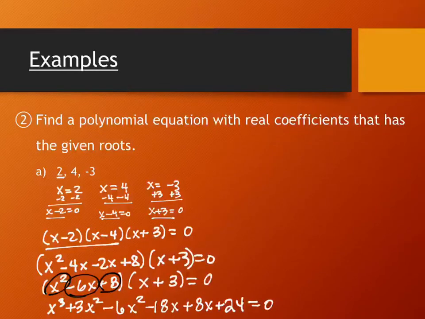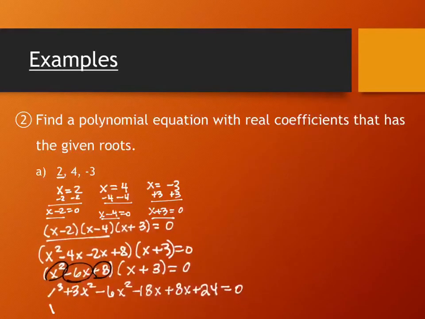Okay. And then the last thing I would need to do is combine like terms. There's 1x cubed, so I have x cubed. I have positive 3 and negative 6x squared, which gives me negative 3x squared. I have negative 18x and positive 8x, which gives me negative 10x. And I have 24.